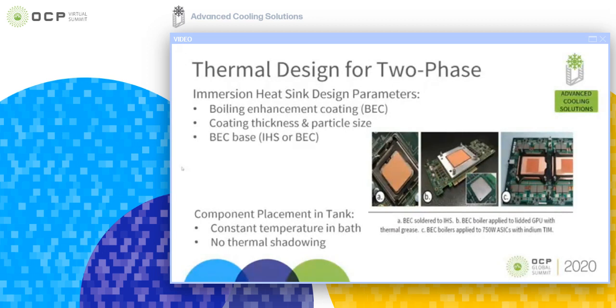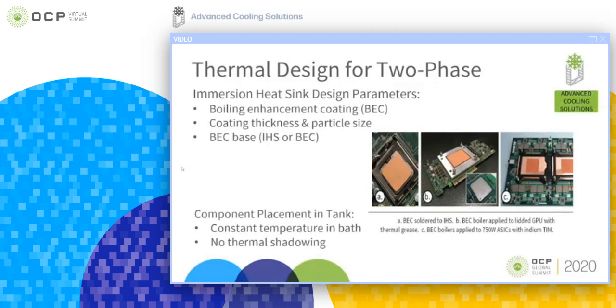So the surface area varies with the coating thickness and particle size. Ideally, it is in the range of around 100 to 100 micron, but it can be improved or increased based on the requirement of the total heat flux.